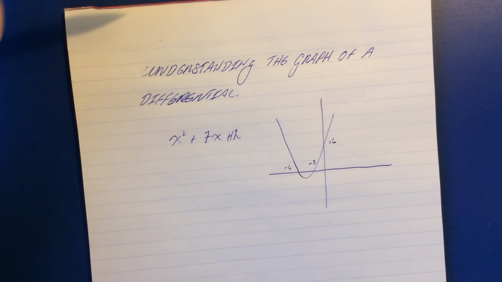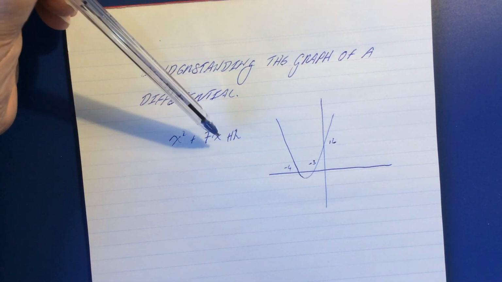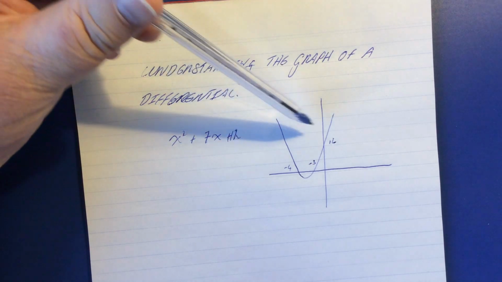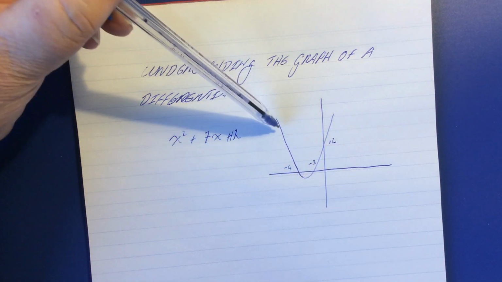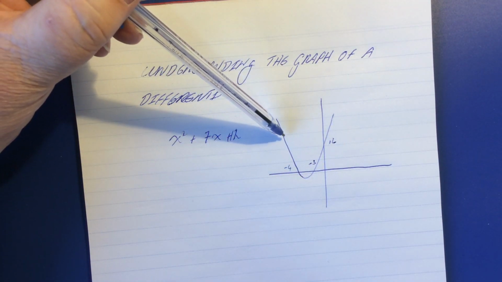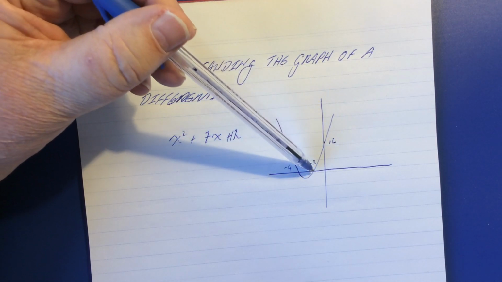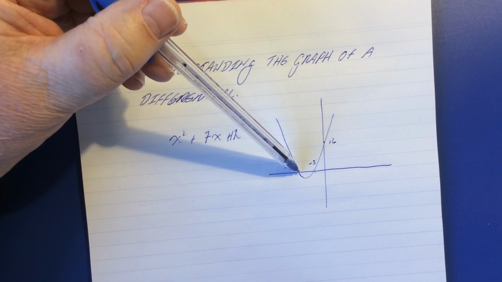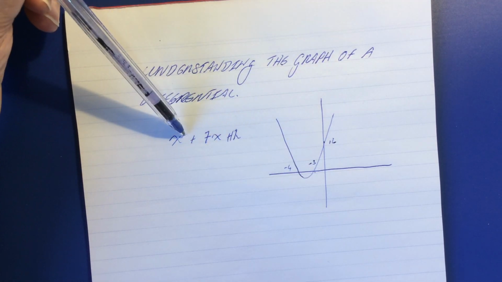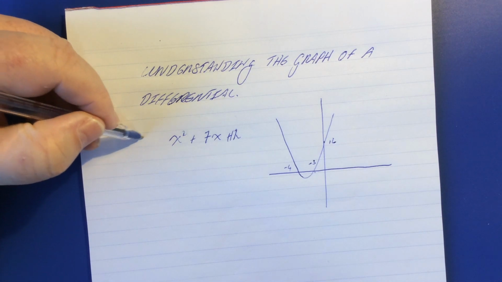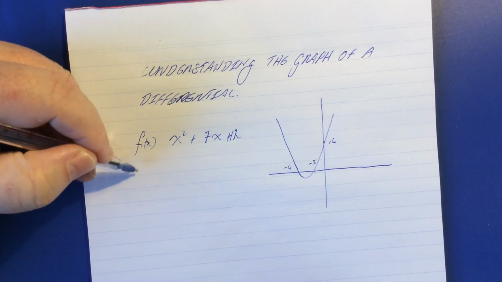Okay, so here we have a simple quadratic, x squared plus 7x plus 12. This is what it looks like on a Cartesian plane. The y-intercept is at 12. The x-intercepts are at -3 and -4. How you find those is by factorizing this. Now, this is the function of x.